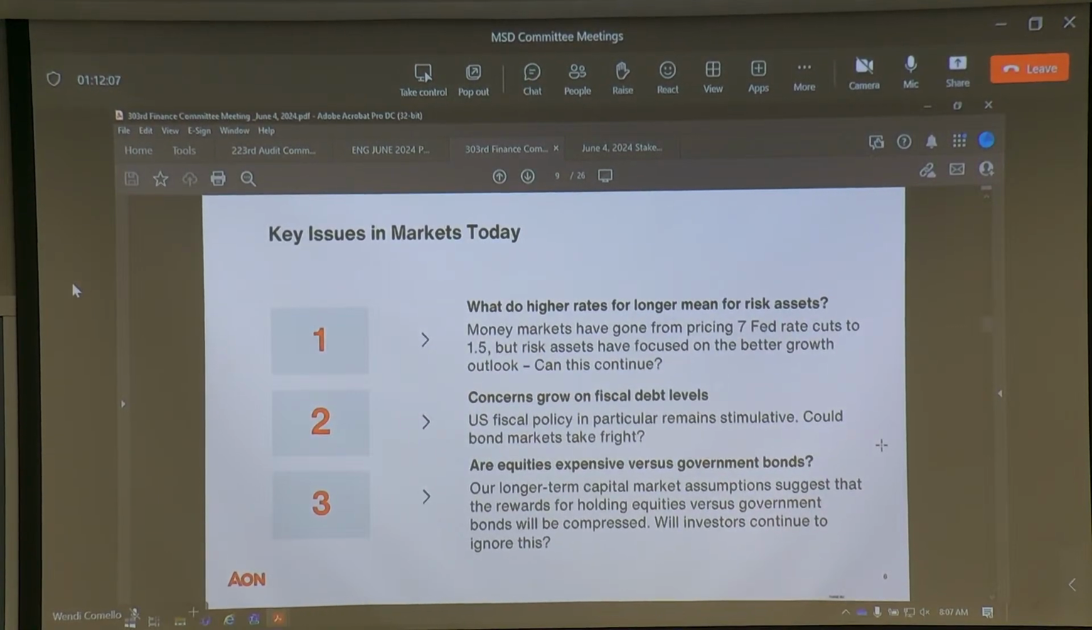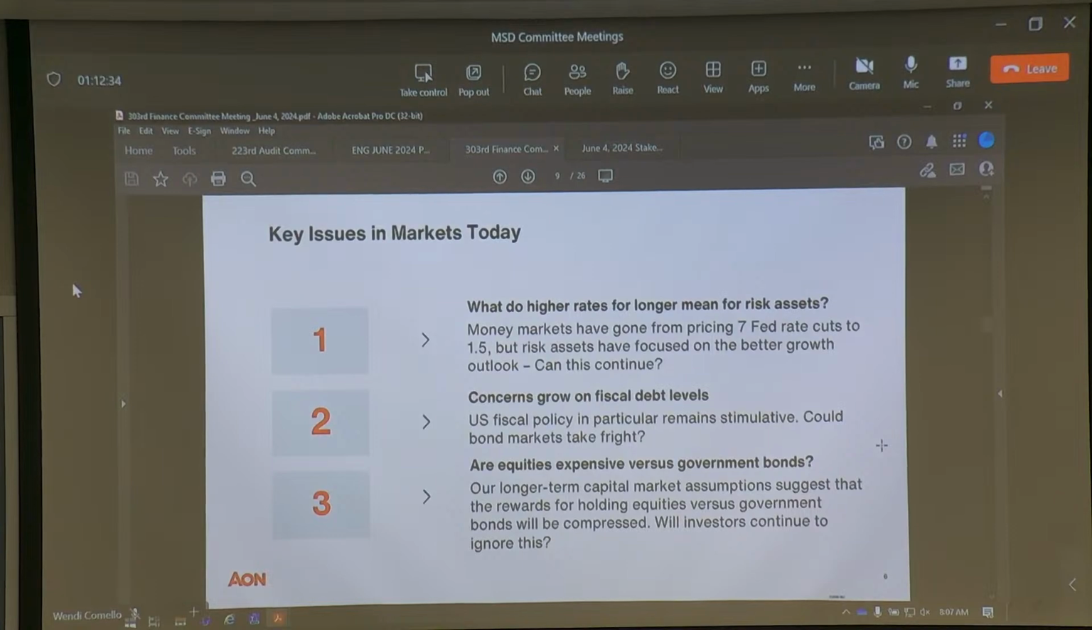Concerns grow over fiscal debt. You don't have to look too far to see government spending is at very high levels. And that could push interest rates, as it relates to what the U.S. government has to pay on its debt, to higher levels. That's sort of an unknown right now, but fiscal policy is pretty loose, and it'll be interesting to see how bond markets react to that very thing.